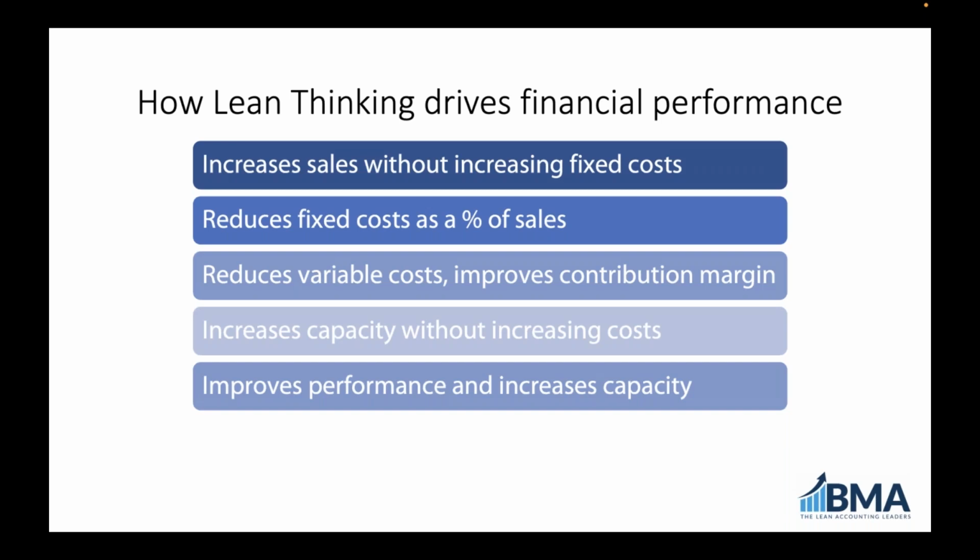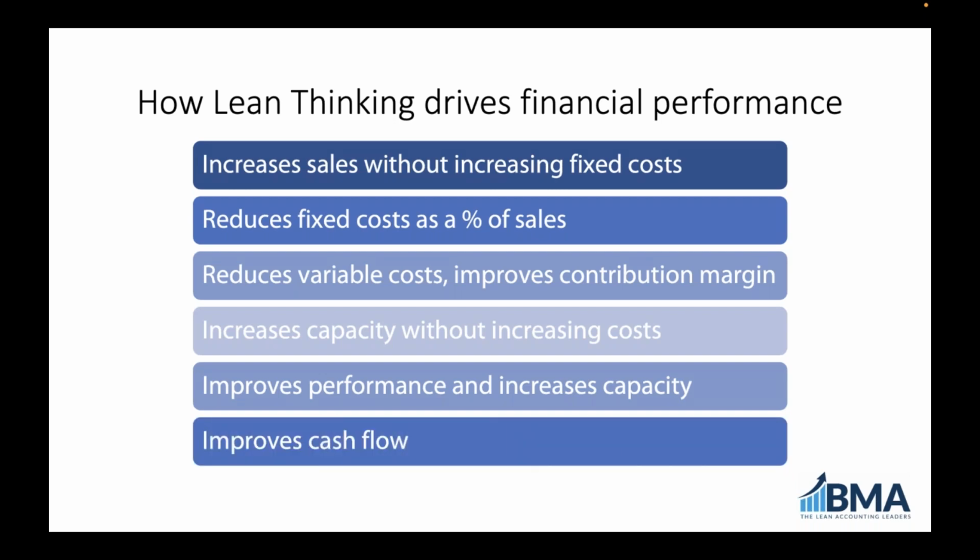Improving performance and increasing capacity. Single piece flow, creating flow, reducing your lead times, improving your delivery. It takes out a lot of waste, and it improves performance and it increases capacity. And finally, improving cash flow. The best example of that is in manufacturing with inventory. If your days of inventory improve, you will have more cash.